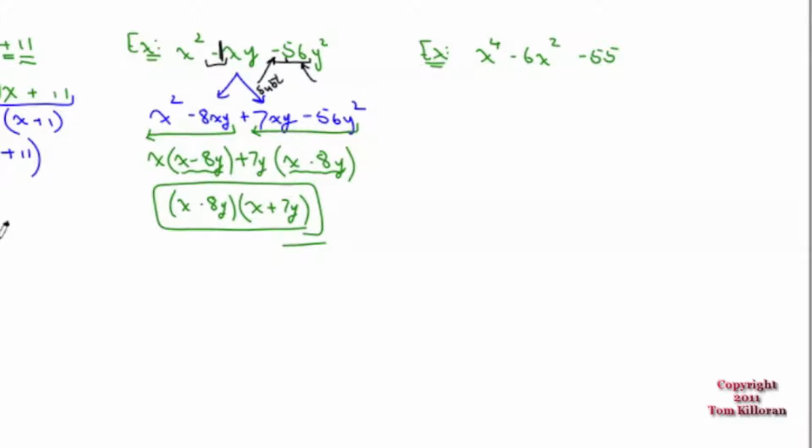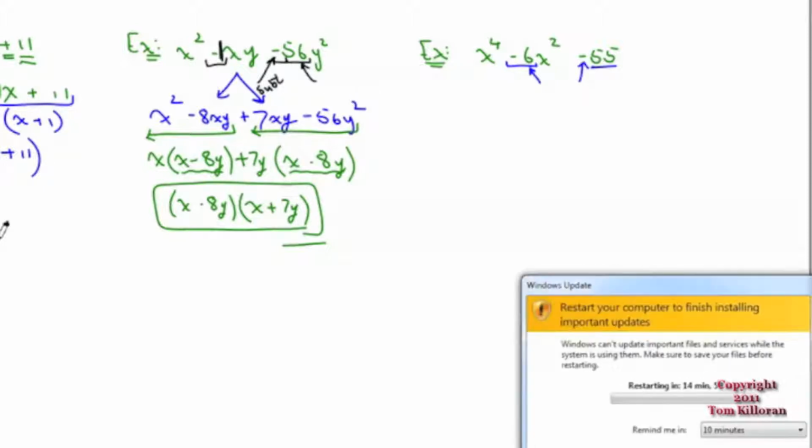Factors of 55 that subtract up to -6. Make sure you get that sign in there too. You need to know what it is. So what are factors of 55 that subtract up to -6? 5 and 11. So 11, 5. Actually, no, hold on. I want to do this backwards for some reason. Let's do 5 and 11.